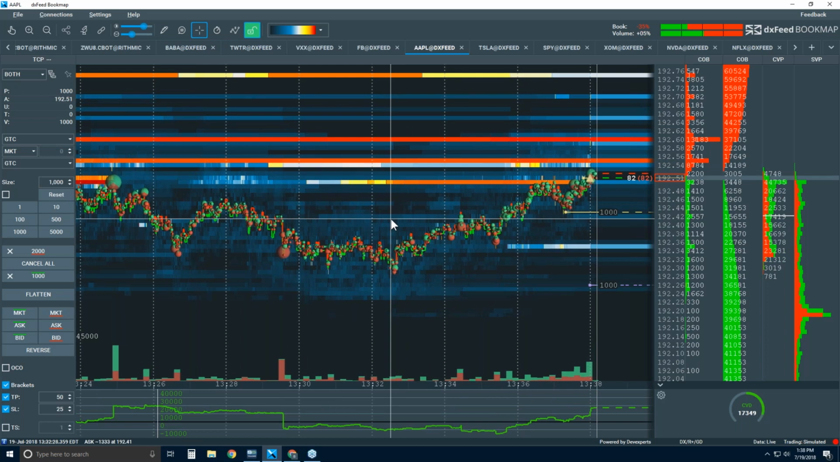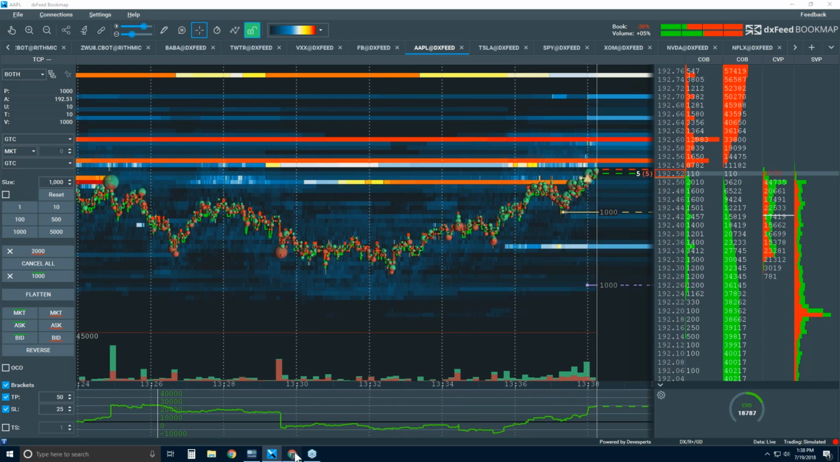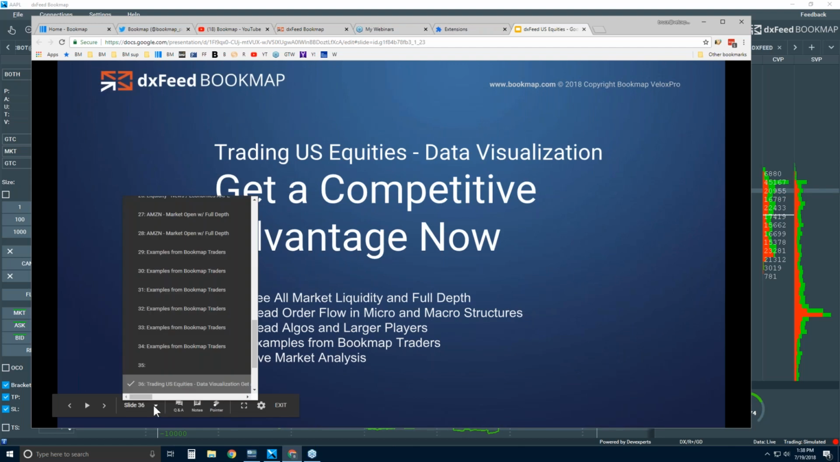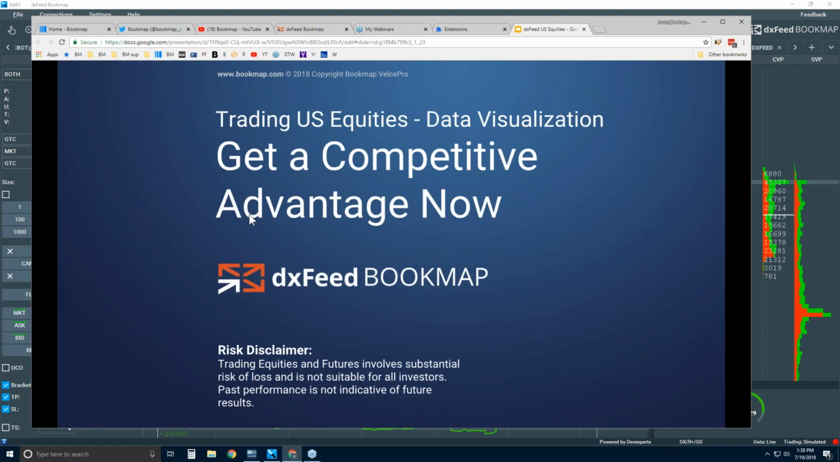I should go through the risk disclaimer again, so that we all understand that this is just to show trading here. All right. So yeah, trading equities and futures involves substantial risk of loss and is not suitable for all investors. Past performance is not necessarily indicative of future results.